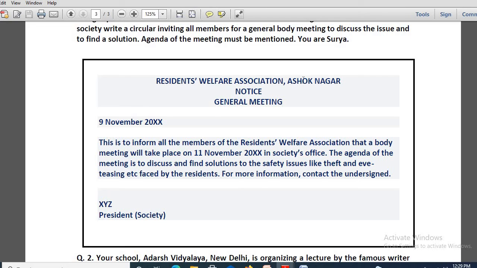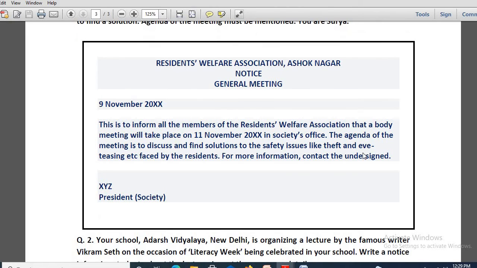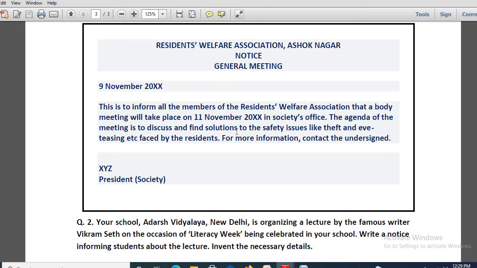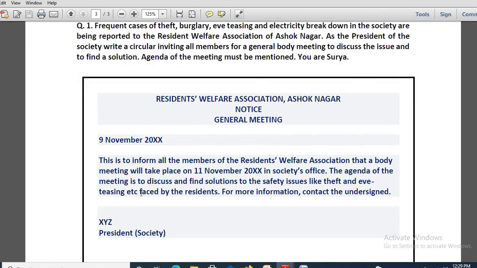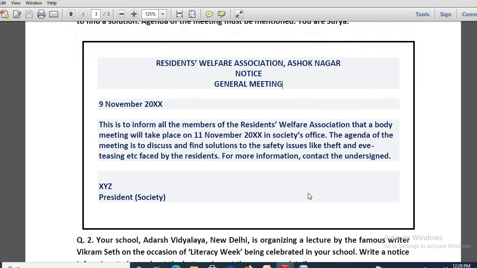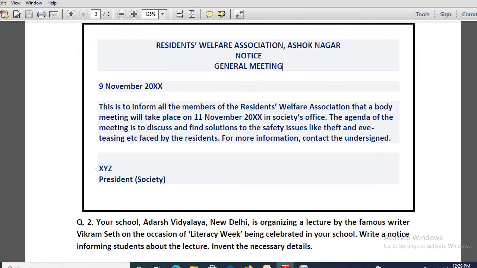So Residents Welfare Association, Ashok Nagar, next line notice, next line general meeting, and you have to mention the agenda that will be discussed in that general meeting. The agenda of the meeting is to discuss and find solutions to the safety issues, related to theft, eve-teasing, etc., because there are many others also, burglaries also. If you mention everything, it will increase the word limit, so it's better to write etc. Now for more information the undersigned has to be contacted, so XYZ, president, then society, this has to be mentioned.